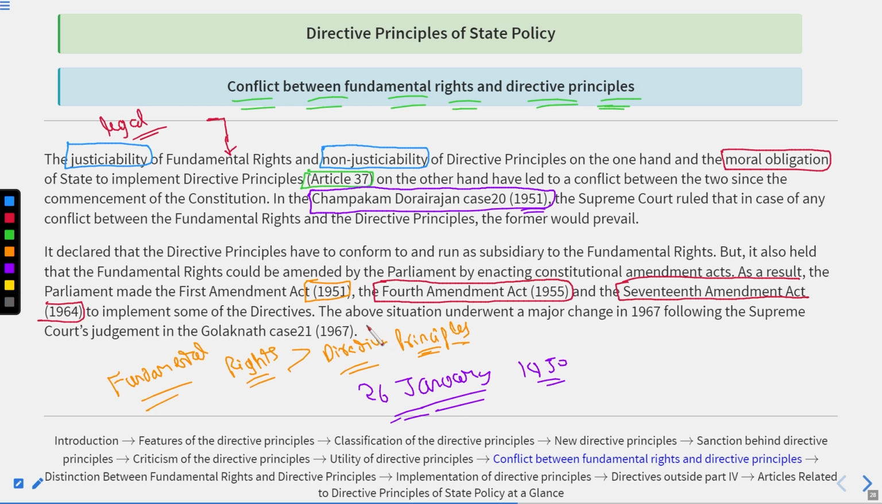All right. And for this, various amendments and changes have been made in quick succession of years, like 1951, 1955, and 1964. Please remember the amendments: the First Amendment, the Fourth Amendment, and the 17th Amendment. And the situation went through major changes in 1967 when the Golaknath case was decided.